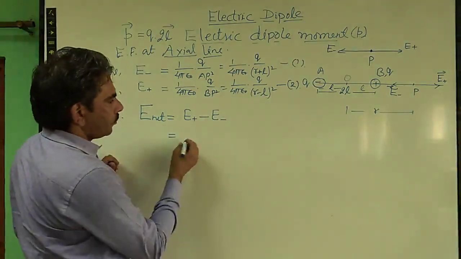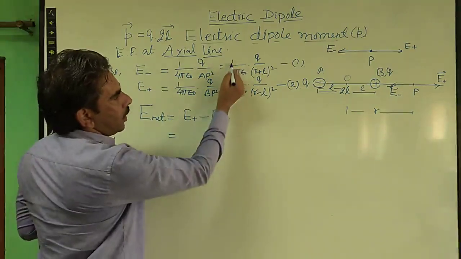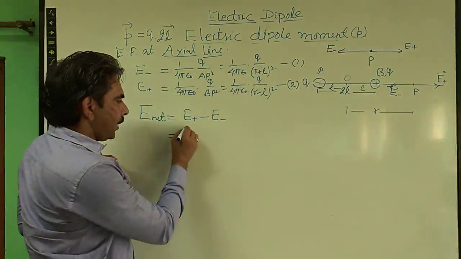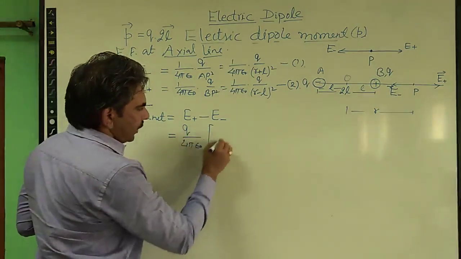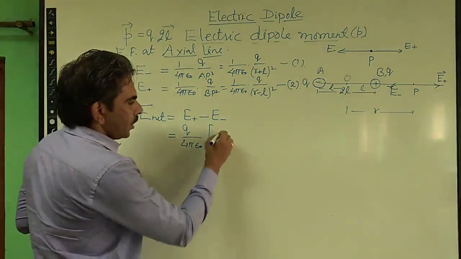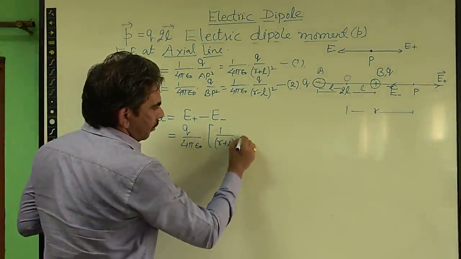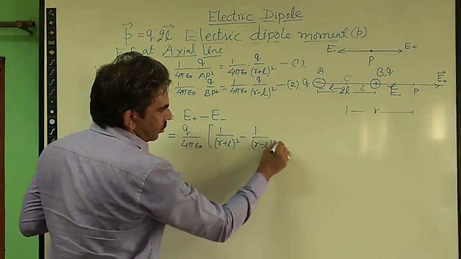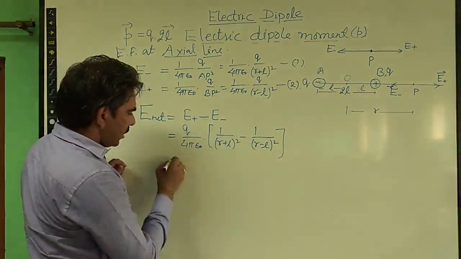So this is simply written as, we can take this factor common, 1 upon 4 pi epsilon naught into Q. This is common in both the terms, so I am keeping it out. So it is 4 pi epsilon naught. What is left inside? 1 upon (R plus L) square minus 1 upon (R minus L) square. We just simplify what is inside the bracket.